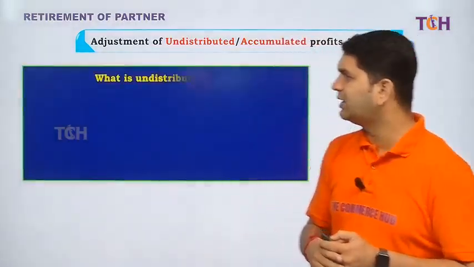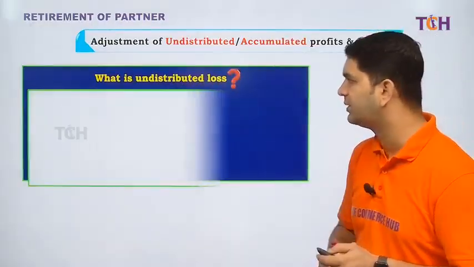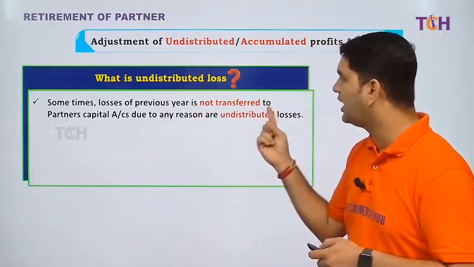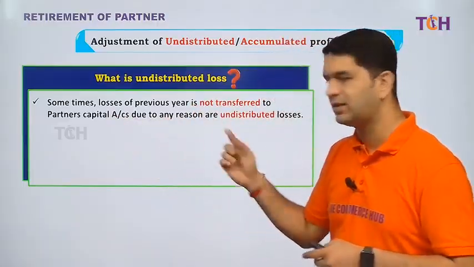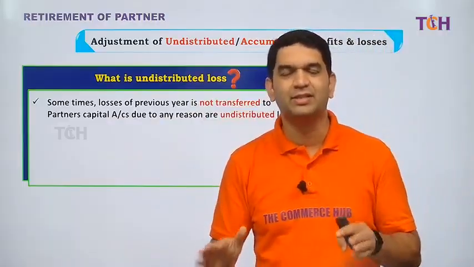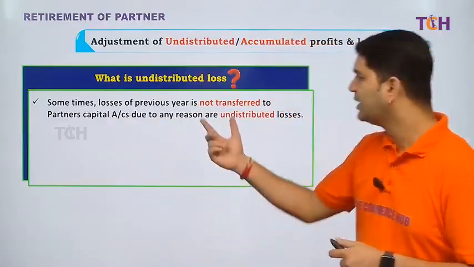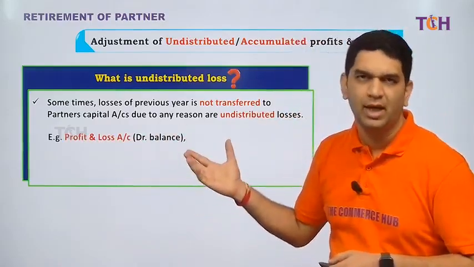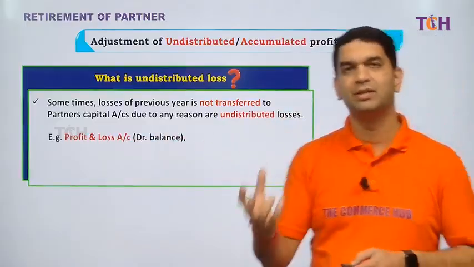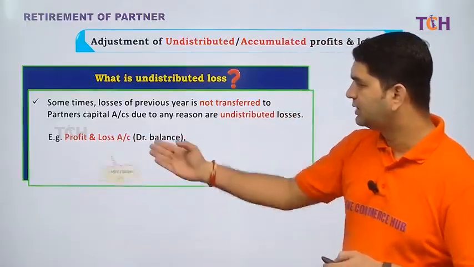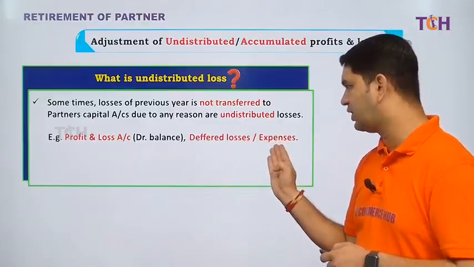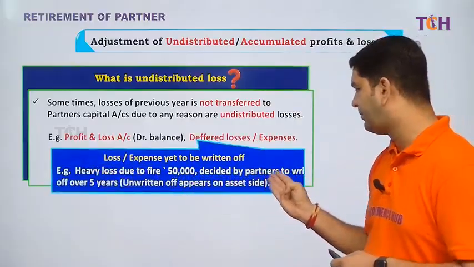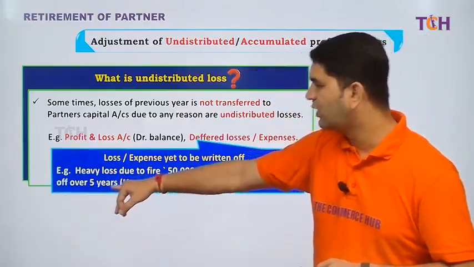Now let us also understand what an undistributed loss is. Here we go. Sometimes losses of the previous year are not transferred to partners' capital accounts due to any reason. Again, we are not going into reasons. We will understand the accounting treatment of it. So, undistributed losses, for example, profit and loss account debit balance. I hope you understand that a profit and loss account debit balance is a loss. Undistributed loss can also be deferred losses or expenses, like a heavy loss due to fire of 50,000 which partners decided to write off over 5 years.